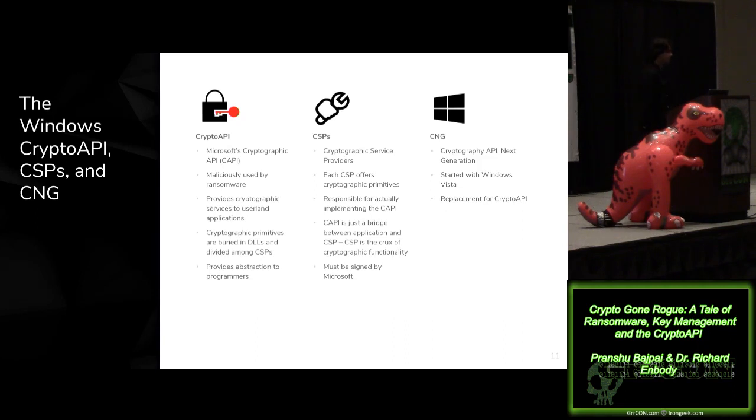CSPs, on the other hand, are the actual sets of DLLs that are used for implementing these cryptographic primitives. So CSPs are cryptographic service providers, and each CSP is signed by Microsoft and needs to be validated for it to be used on a Windows host. And they're the ones that actually hold all of the actual functionality that these ransomware need to perform the tasks. CNG, I briefly wanted to mention it because starting from Windows Vista, CNG, Cryptography API Next Generation, has replaced CryptoAPI, but most of the functionality is the same, so everything we're talking about still applies.